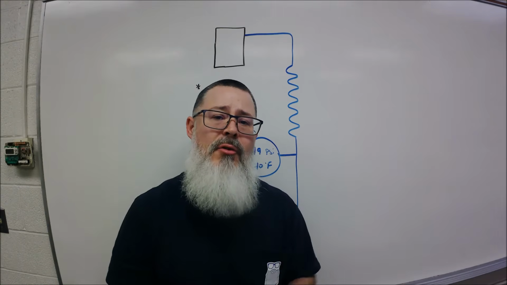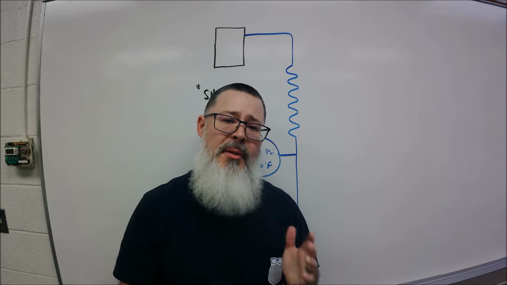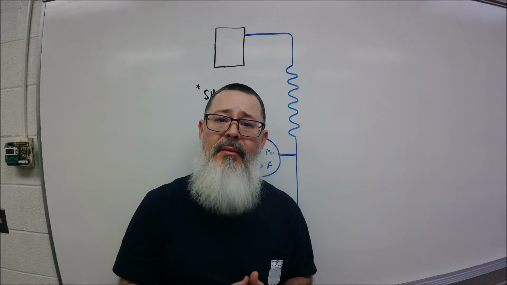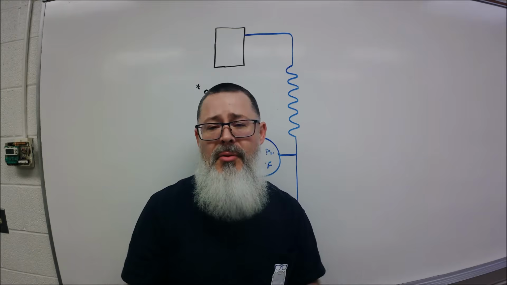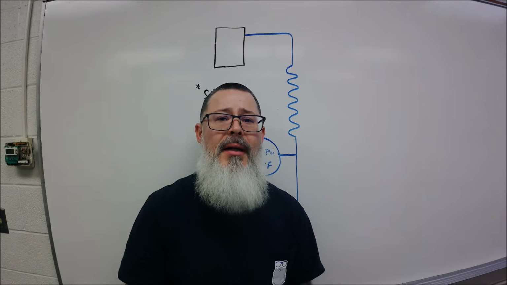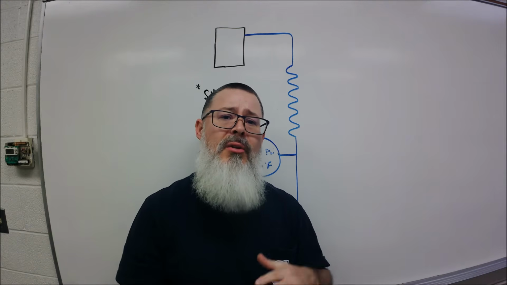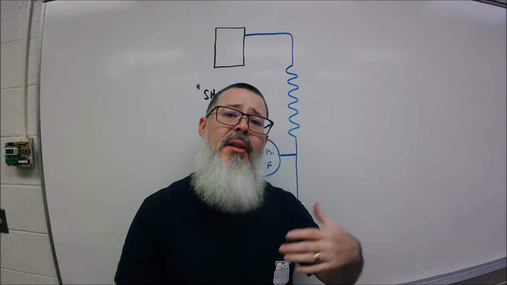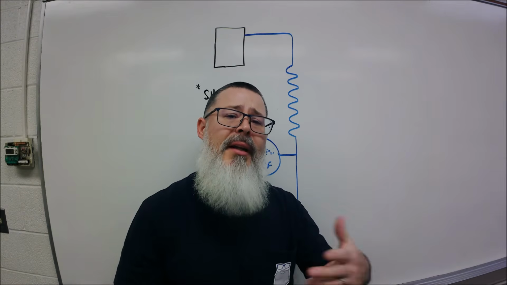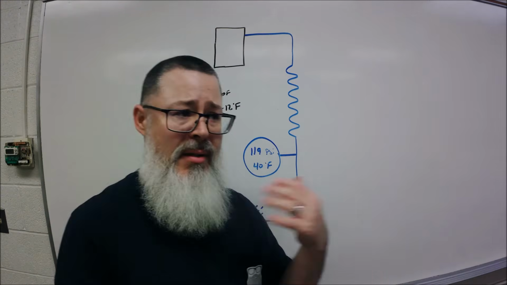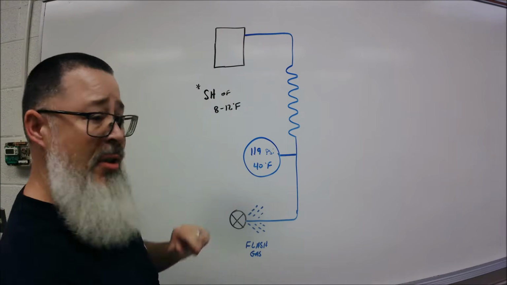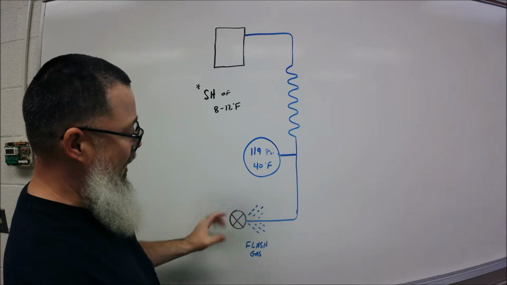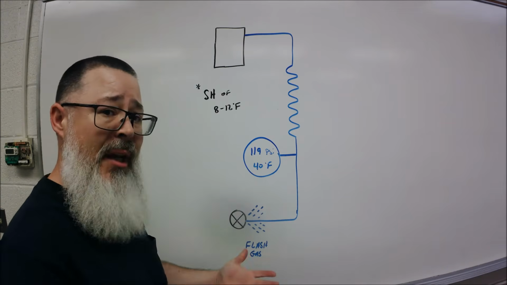Behind me I've drawn out just a simple sketch of the low side of a system. This is a standard R410A residential refrigerant circuit, nothing fancy. We're going to talk about a couple things and get into superheat just a little bit, and how I think about it. Of course we've got our compressor at the top, which is the end of the low side. We've got our metering device at the bottom, which is the beginning.